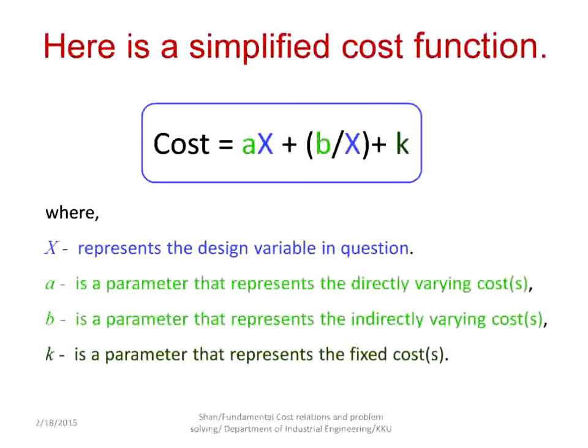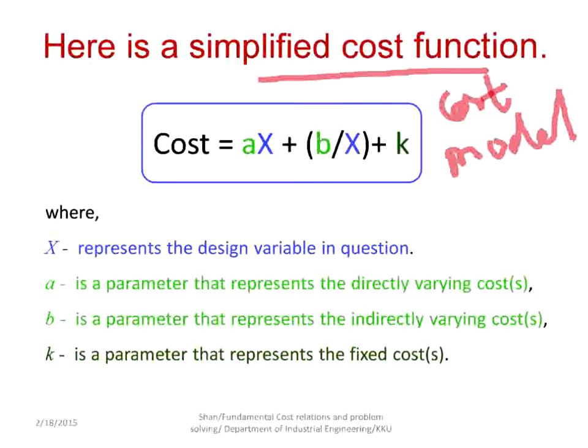You see, this is an example. Listen all of you carefully. I will talk the rest after this lecture. Now this is a simplified cost function. This is also called a cost model. A cost model is nothing but mathematical relations between the variables affecting the cost. You see here, cost equals AX plus B divided by X plus K.